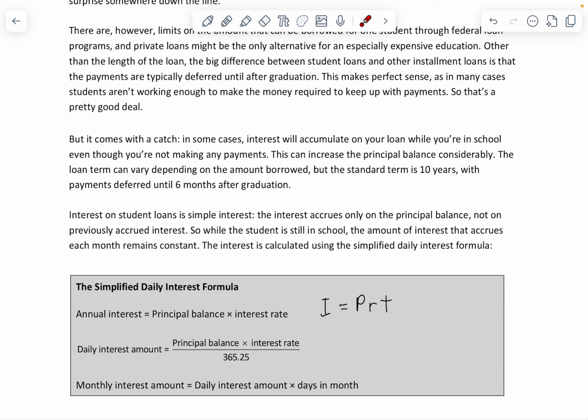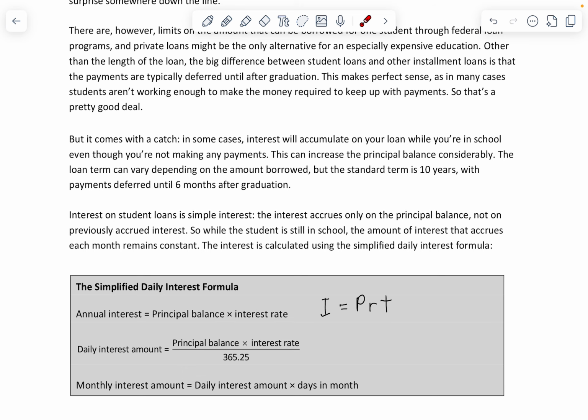If I want daily interest, then I would need to take the annual interest and divide it by the number of days. That would be 365.25, because that's exactly the number of days in a year. The monthly interest then would be the daily interest multiplied by the number of days in a month. It's going to be slightly different if you're talking about a 30-day month versus a 31-day month, or February, a 28-day month, or a leap year if it's a 29-day month. But you would just multiply it by the number of days in the month.